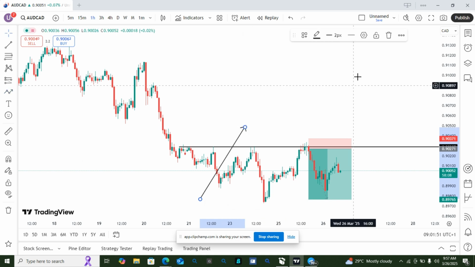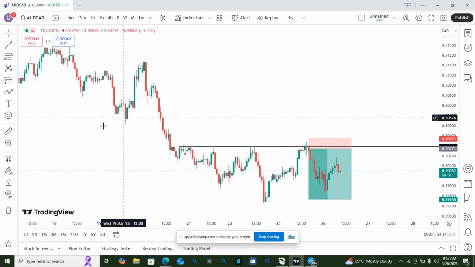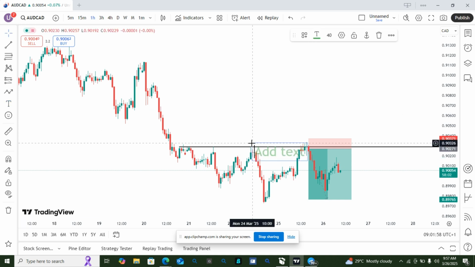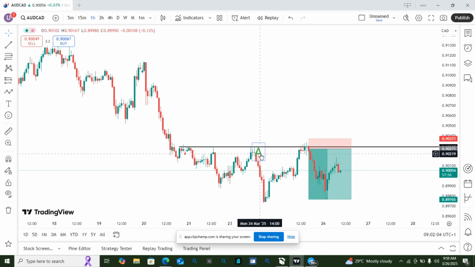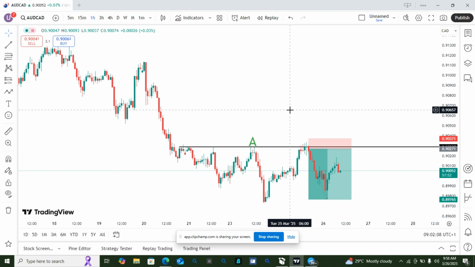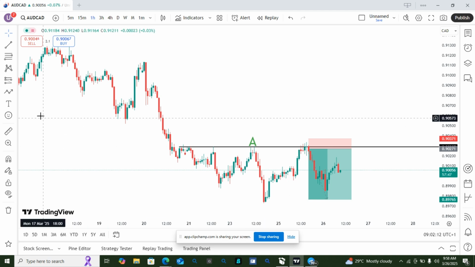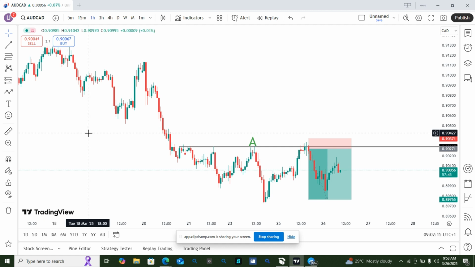Okay, let me use something to mark it. Let me use text to mark it. So you can see we are right at point A. This point A is our supply zone. So all I was waiting for yesterday, because I had already seen the order flow.